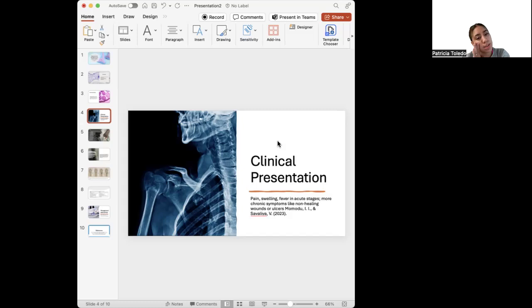So for a clinical presentation, usually the patient with acute osteomyelitis will present with pain, swelling, and fever, often accompanied by redness, warmth around the affected area. Chronic cases, however, can present with more subtle symptoms like non-healing wounds and ulcers, or even a sinus tract formation as the body tries to wall off that infection. And in brown patients, this can present differently because you might not be able to see the swelling or the redness on the skin.